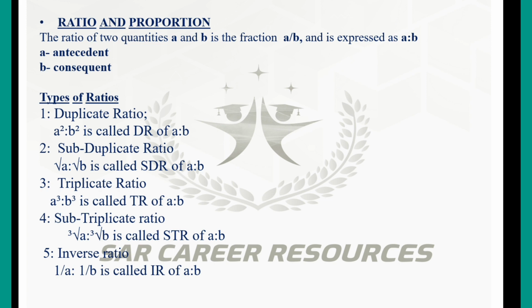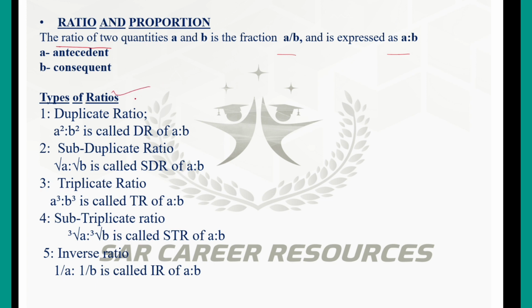Ratio and proportion: the ratio of two quantities A and B is a fraction and is expressed as A by B, or written as A is to B. A is the antecedent and B is the consequent. Here one thing that we need to know is the types of ratio. The first one is duplicate ratio.